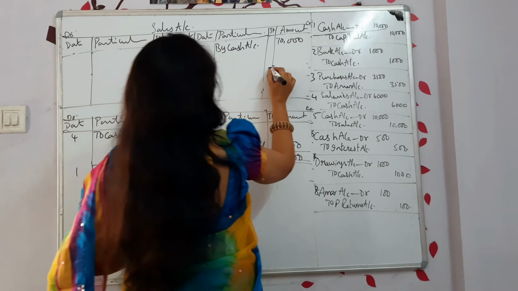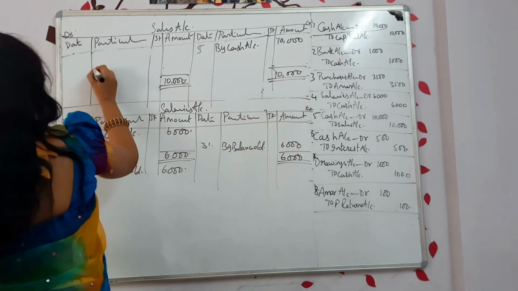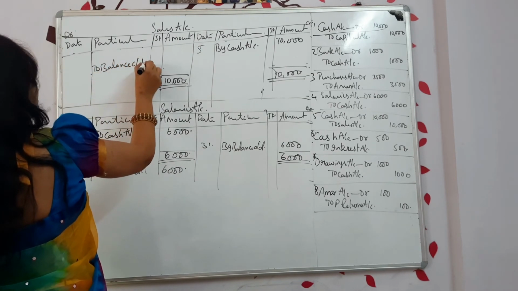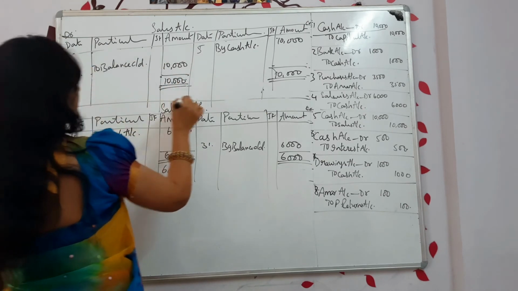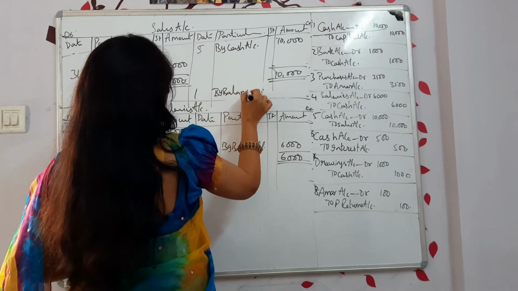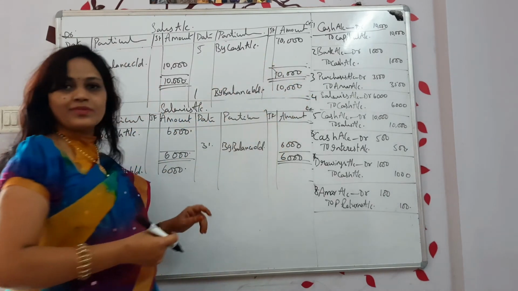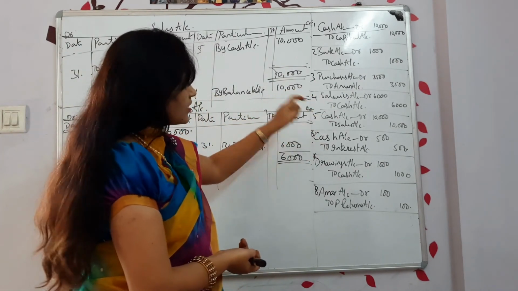So now, 10,000. So to balance carry down 10,000. What is the date? Month end. Again next month first, by balance brought down. How much? 10,000. Got it? Completed? Next. Sales is over. Next you have interest account.